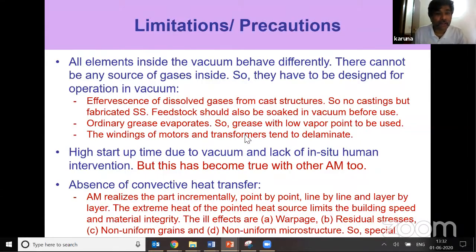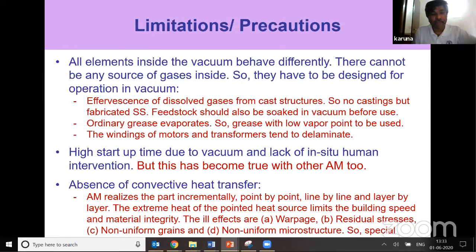Now, when you have a transformer or even motor windings, the life of the lamination comes down because the vacuum tries to suck away the lamination. So the life of the motor comes down substantially. So people normally go for a special motor. They are available. Then, as we discussed, you need high startup time and high closing time.